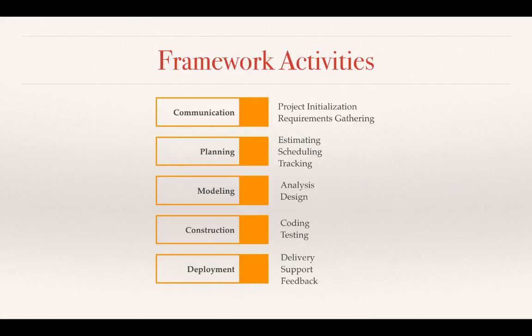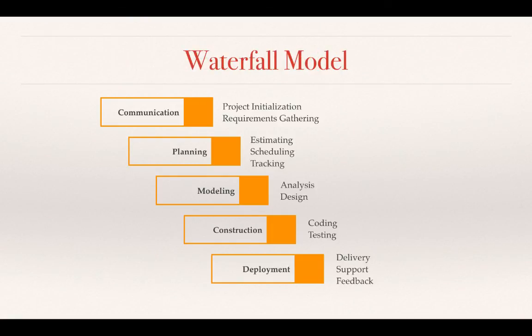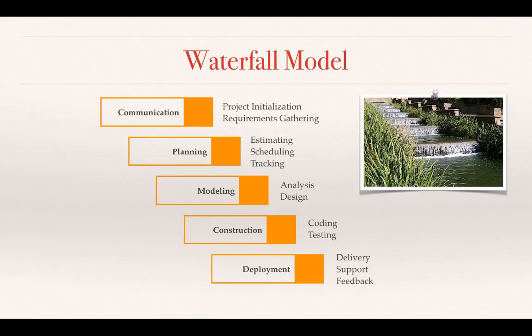So let's start looking at process models. The simplest process model is comprised of these framework activities performed sequentially in the order given here, one after the other, starting with communication at the beginning of the project and ending with delivery. And the model is often represented like this. And the name of this process model is the waterfall model, because it looks like a waterfall.